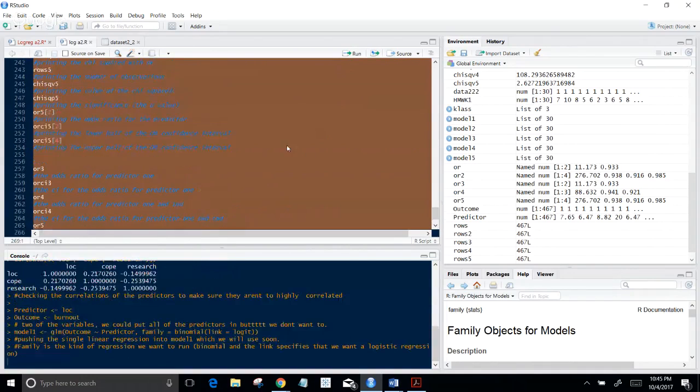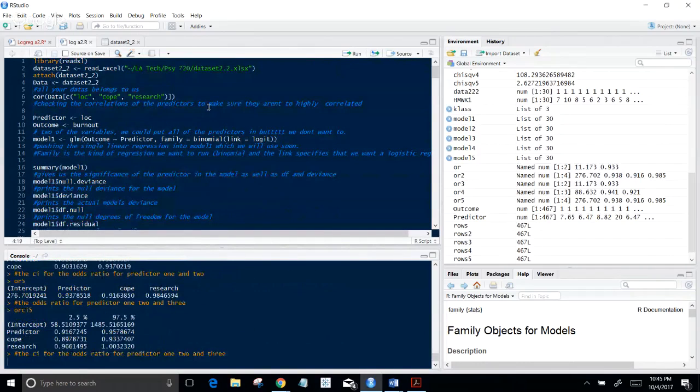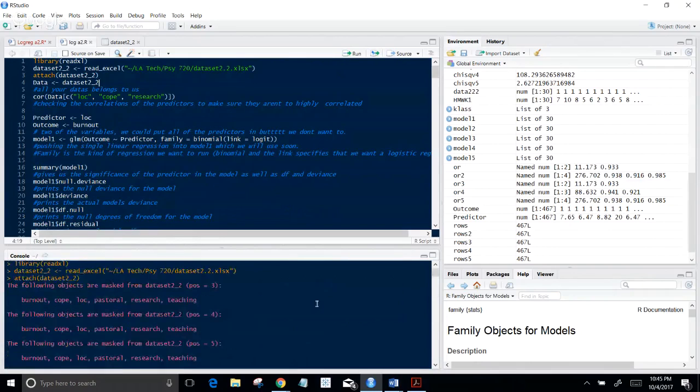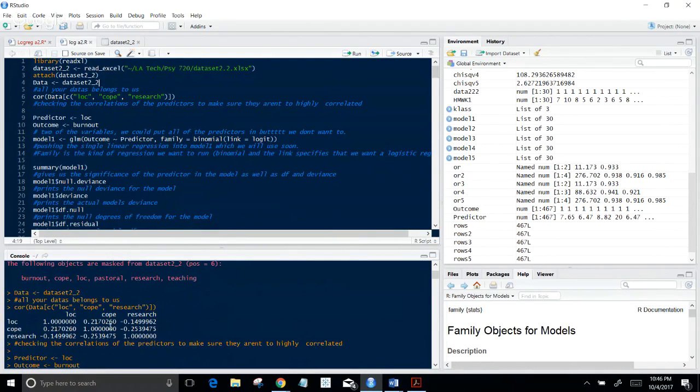For starters, in the assignment, we had to check correlations of the predictors, to make sure that none of them were over 0.4. Pretty simple, just cor of the data, and then choose the columns that you want, the three predictors that we chose. As you can see down here, none of the predictors were correlated over 0.4. Because you did it in your video, I'm going to do it in mine.